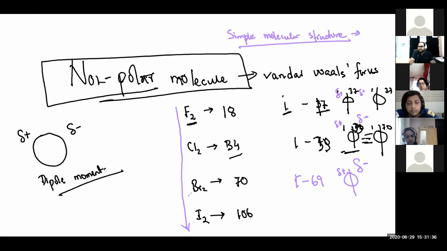Why does it increase? Because Van der Waals forces increase. Why do Van der Waals forces increase? Because the number of electrons increases. Not electronegativity, because the number of electrons increases.